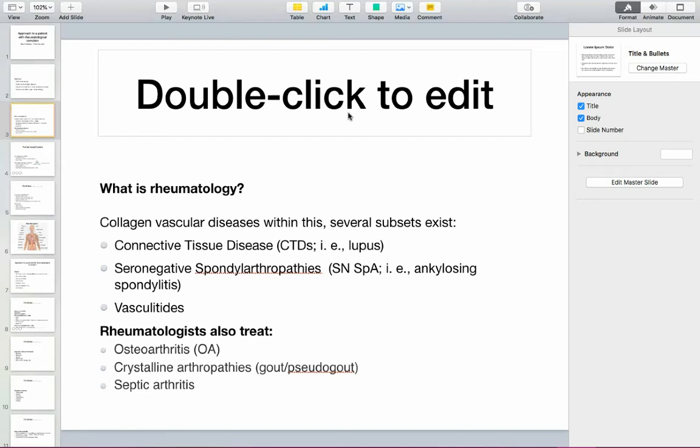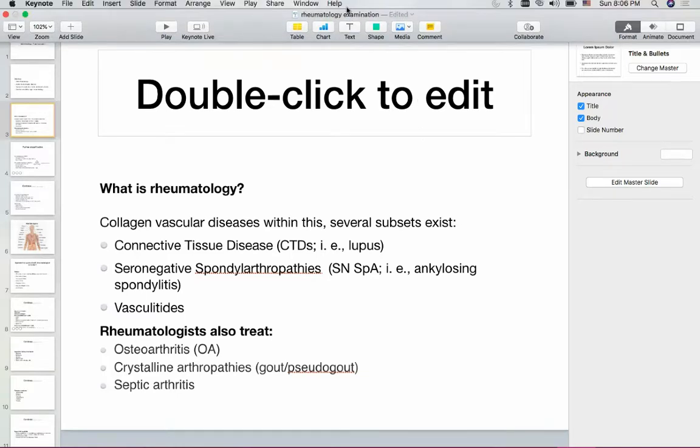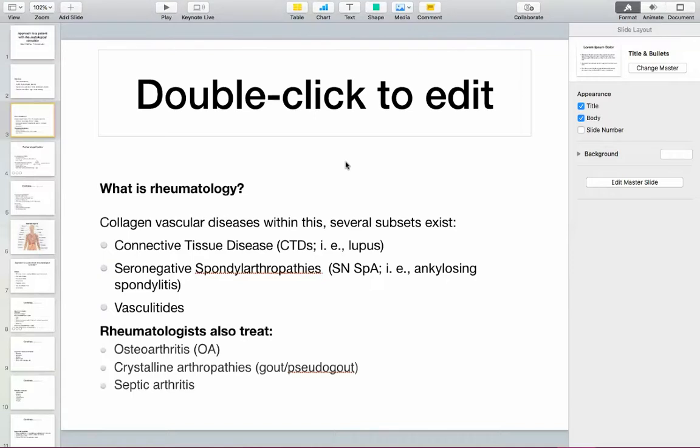So what is rheumatology? Rheumatology is a collagen vascular disease within which several subsets exist. We have the connective tissue diseases that you're aware of, and I'm sure you had a lecture about, which is lupus. Rheumatoid arthritis is also considered to be part of this entity. We have seronegative diseases, and I'm going to explain in a second why we call them seronegative. Spondyloarthropathies like ankylosing spondylitis, and we have the inflammation of blood vessels, which we call the vasculitides.